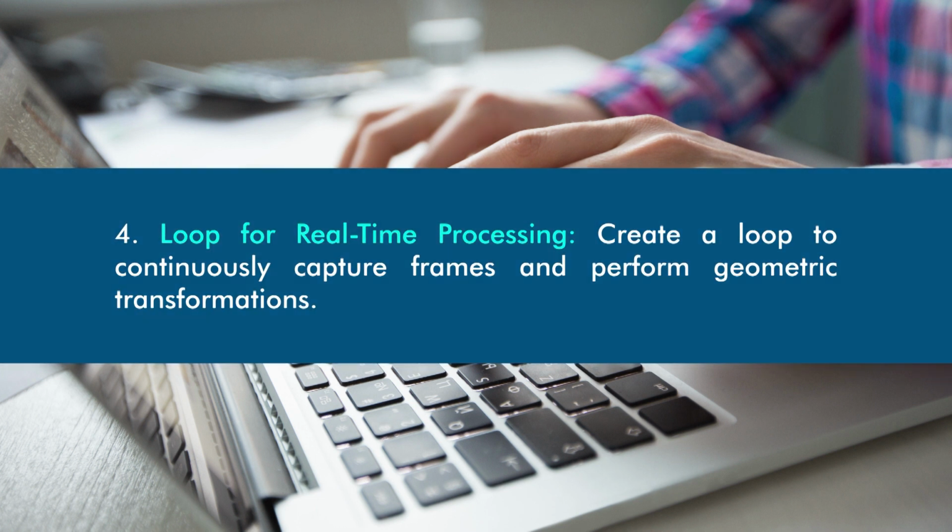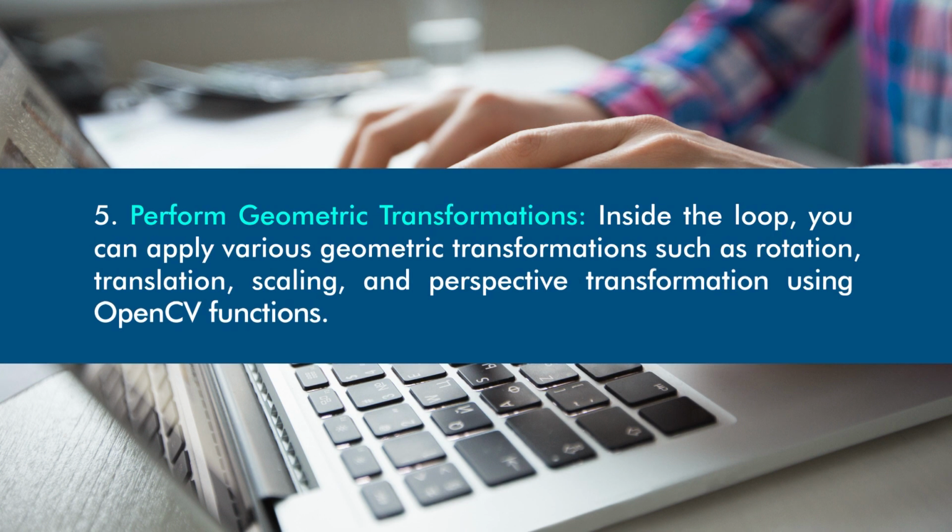Loop for real-time processing: create a loop to continuously capture frames and perform geometric transformations. Perform geometric transformations inside the loop. You can apply various geometric transformations such as rotation, translation, scaling, and perspective transformation using OpenCV functions. Translation is a type of geometric transformation that moves an image by a specified amount in the x and y directions. We can use the cv2.warpAffine function to perform translation.